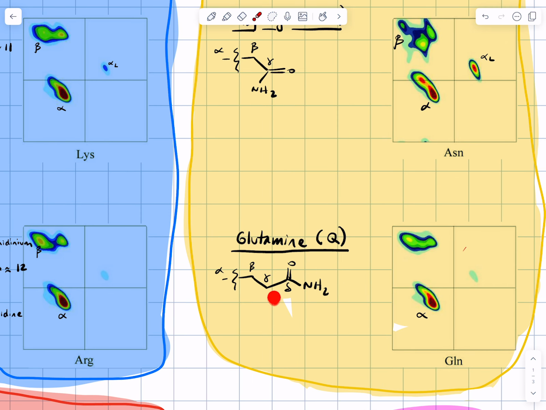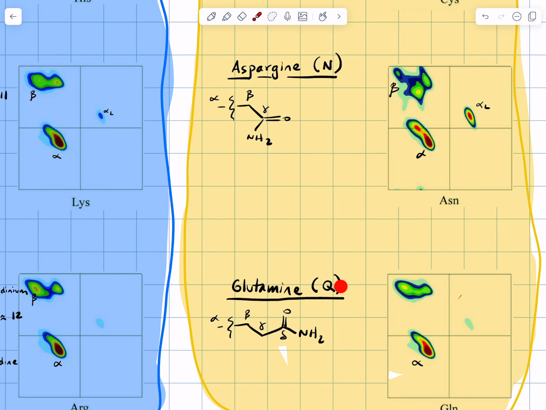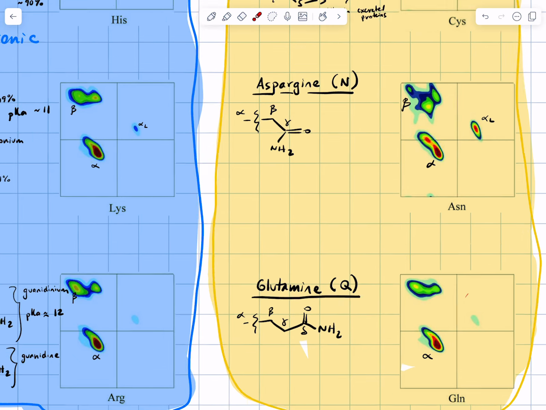Glutamine has a CH2 unit added to the side chain relative to asparagine. Its one-letter code is Q. Interestingly, as with aspartic acid, you see asparagine adopt some phi values in the positive region. Again, that's probably because of these hydrogen bonding groups and their proximity to the backbone.